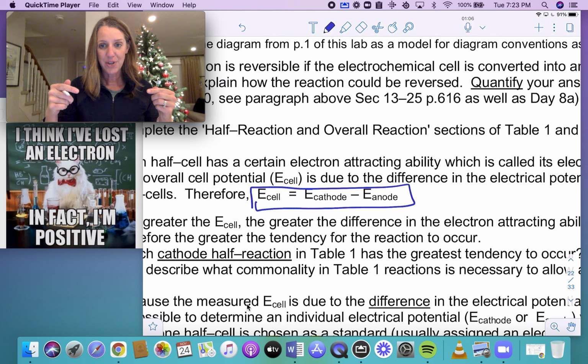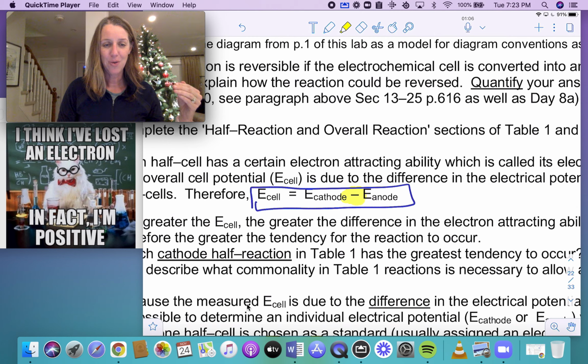You could also take the reduction potentials for both of them, figure out which one's the cathode and the anode, and then put these values in, and if you take the difference between them, you'll get the same value. You're just calculating it in a different way. Okay, so don't worry about which way is the right way. They are both correct, and you will get the exact same answer.